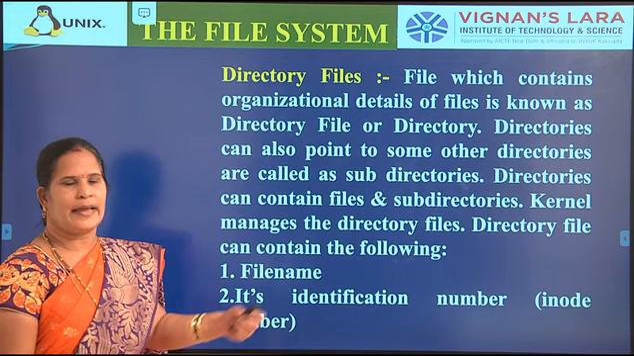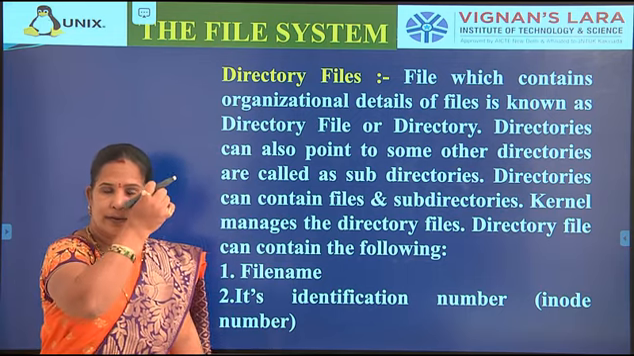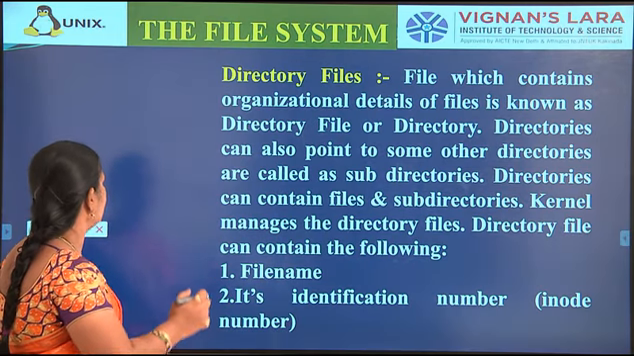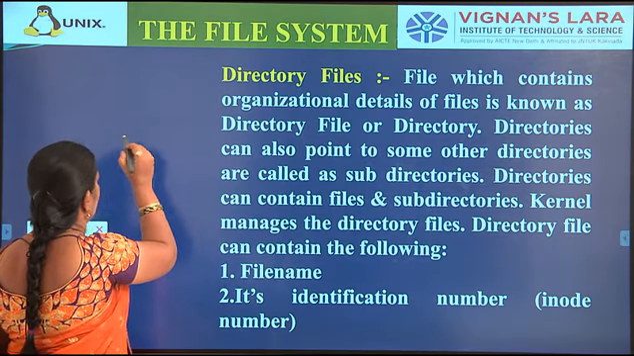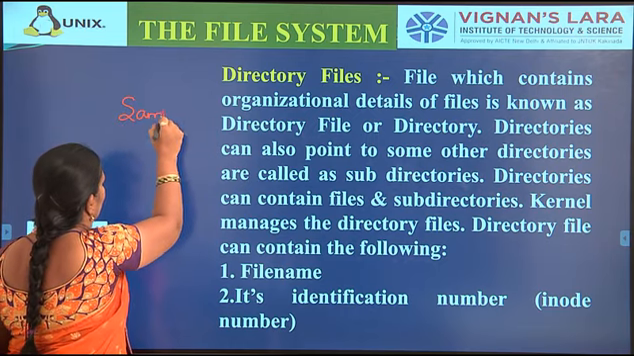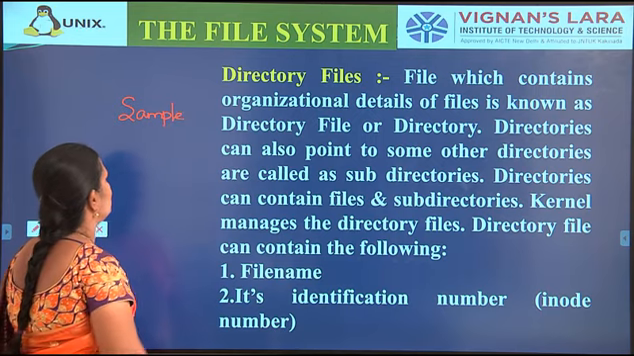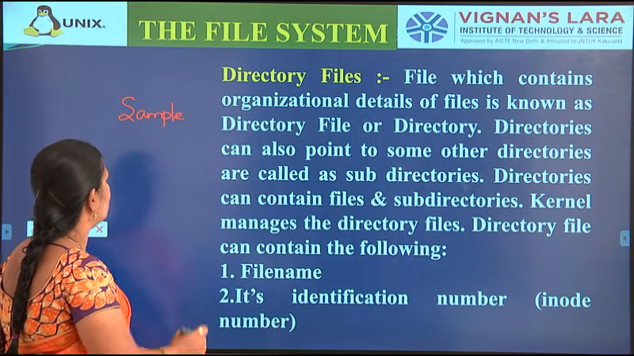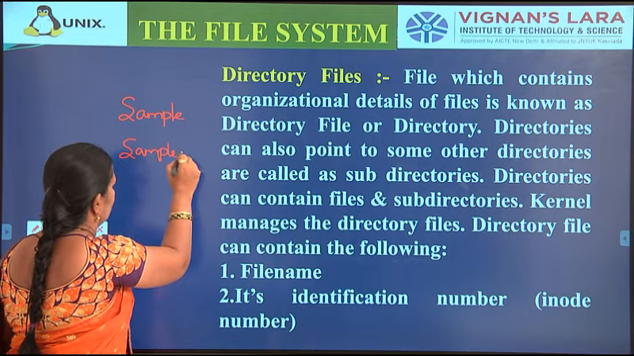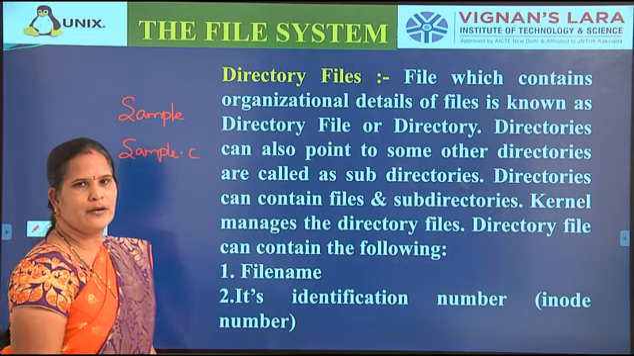The second one is the directory file. We already discussed what we mean by a file and what we mean by a directory. A file contains a collection of information. For example, here I am taking one file, sample. It contains text, that's why this file is without an extension. Take one more, sample.c. This is also treated as a file.